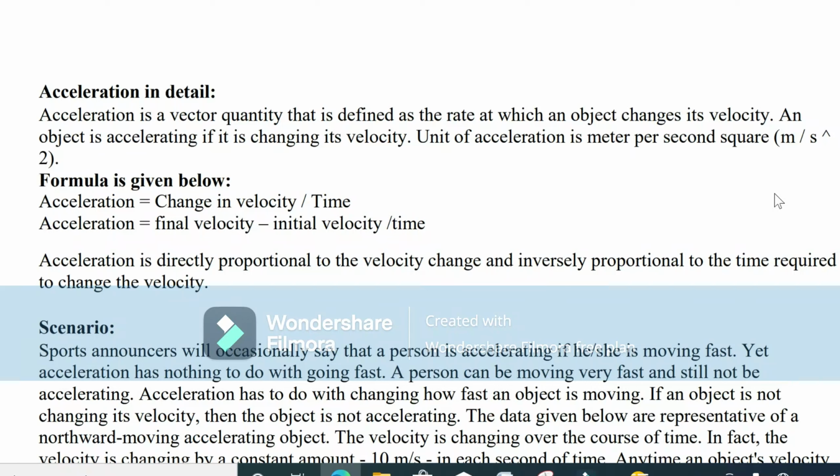Bismillahirrahmanirrahim. So the discussion for today's session is about acceleration.